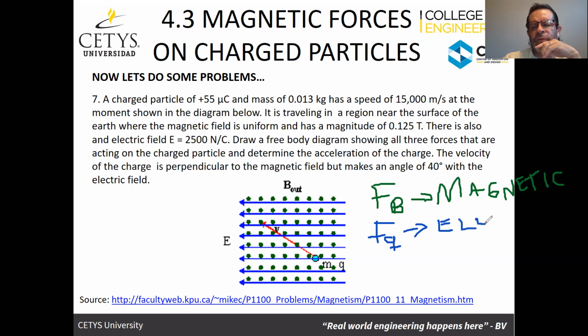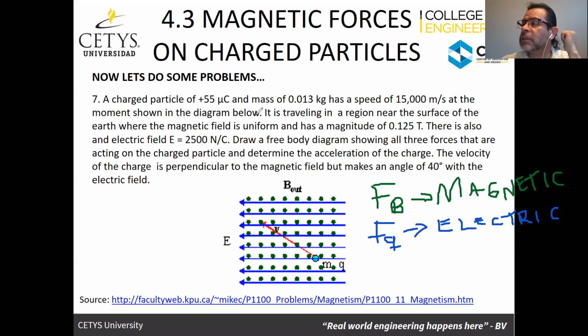And what's the third force that's acting? We've got the magnetic, the electric, because we've got the electrical fields. What's the third force that's acting there? That has to do with the information we're being provided. Come on, anybody?